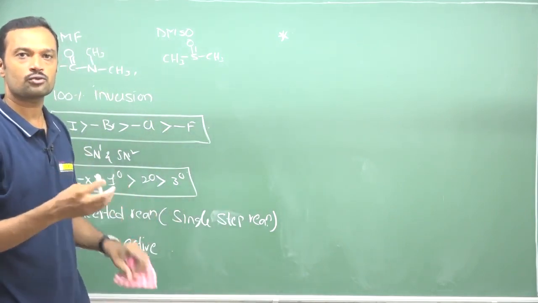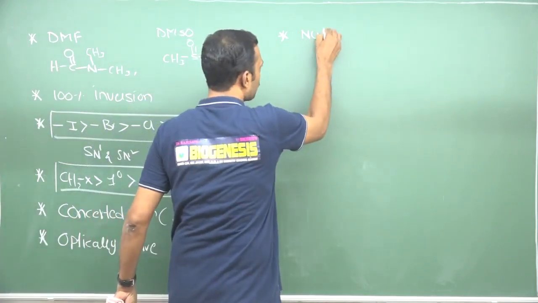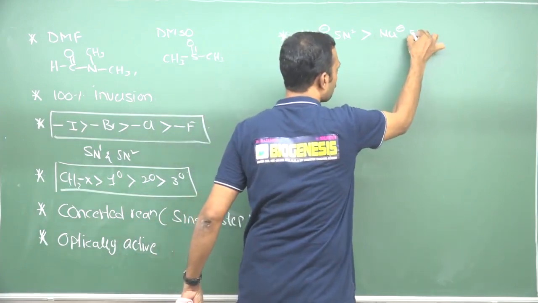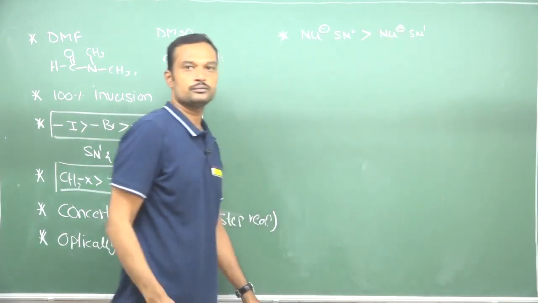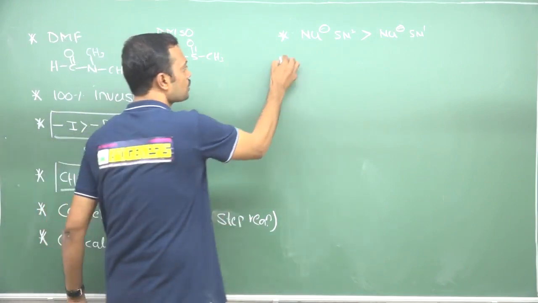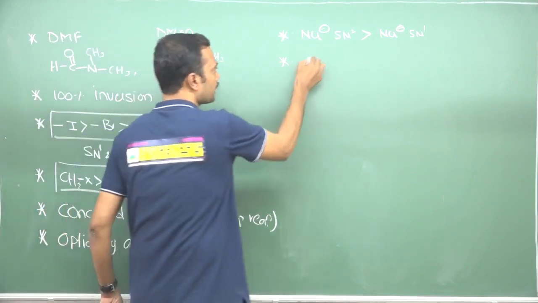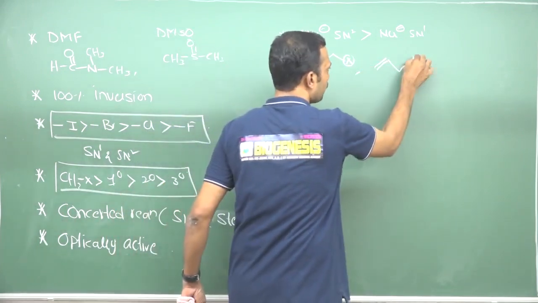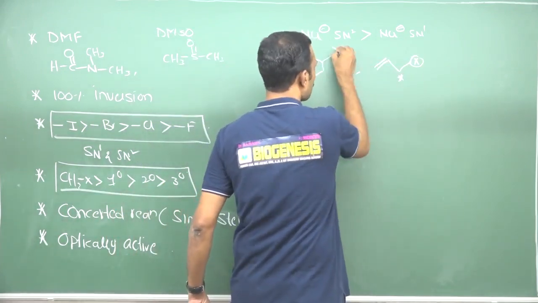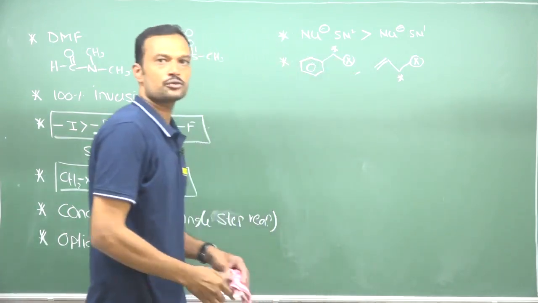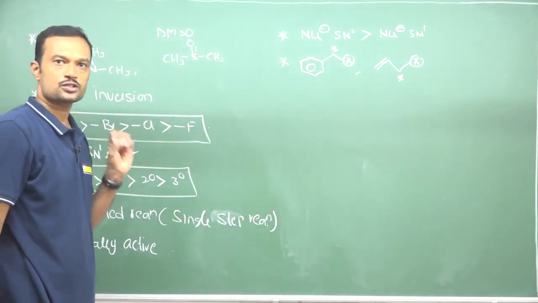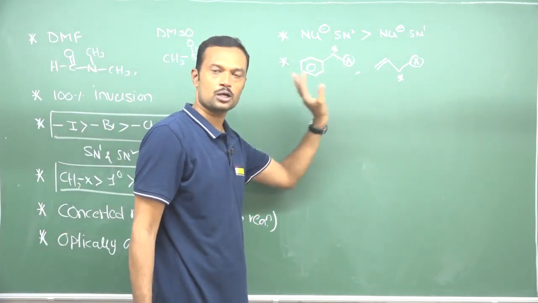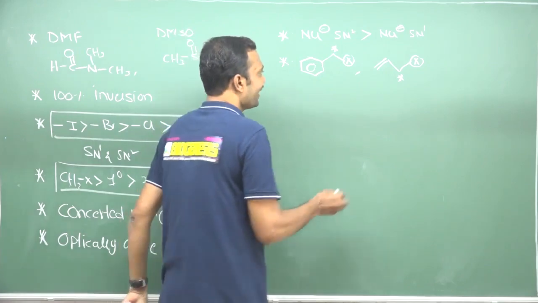The nucleophile involved in the SN2 reaction is much stronger as compared to the nucleophile involved in the SN1 reaction. In this particular reaction, if you take any benzyl, benzyl is also involved in this reaction, as well as allyl. So these carbons are also involved in SN2 reaction. Generally you will think that only primary is involved in SN2, but not only primary. Even benzyl, allyl, and alpha to carbonyl are also involved in SN2 reaction.